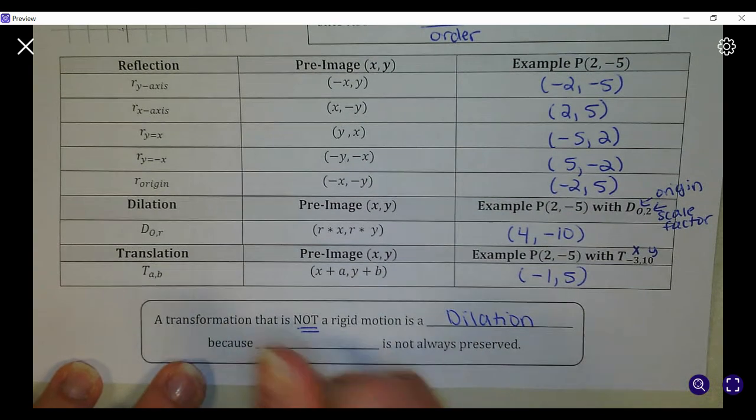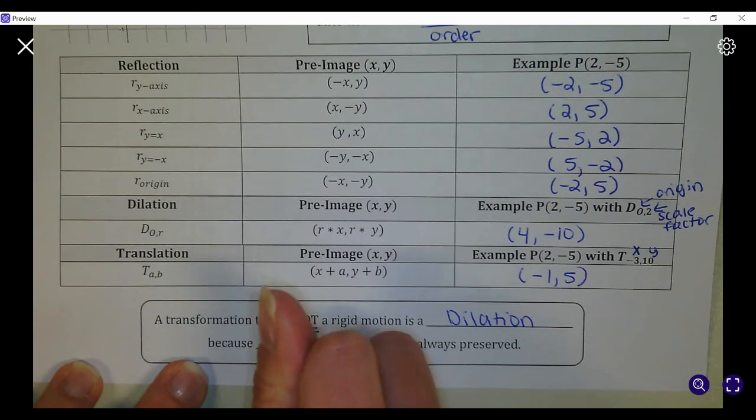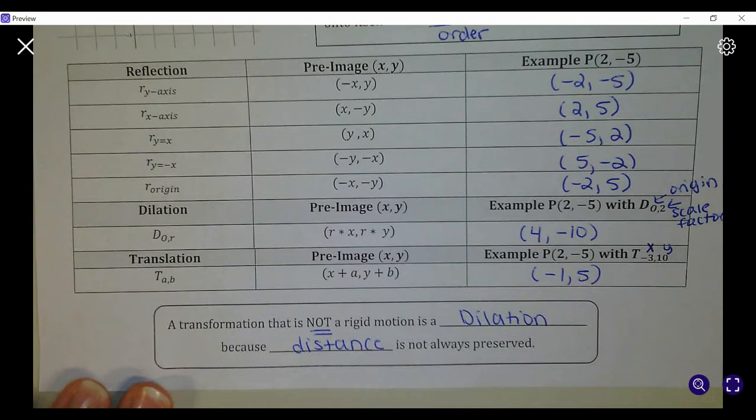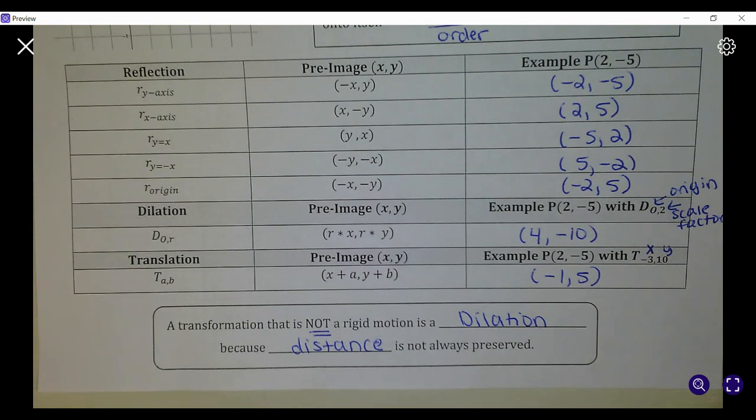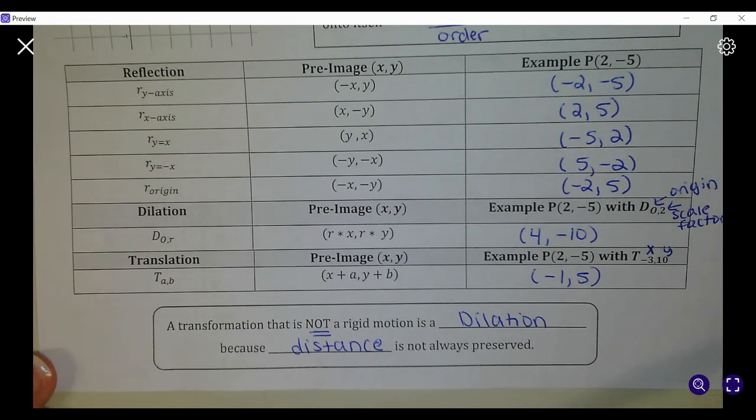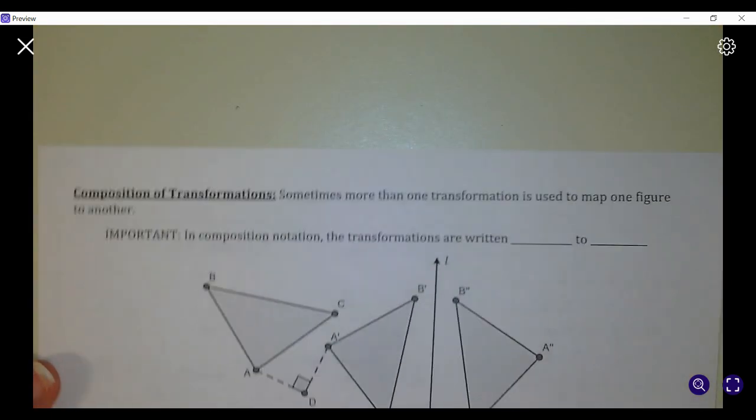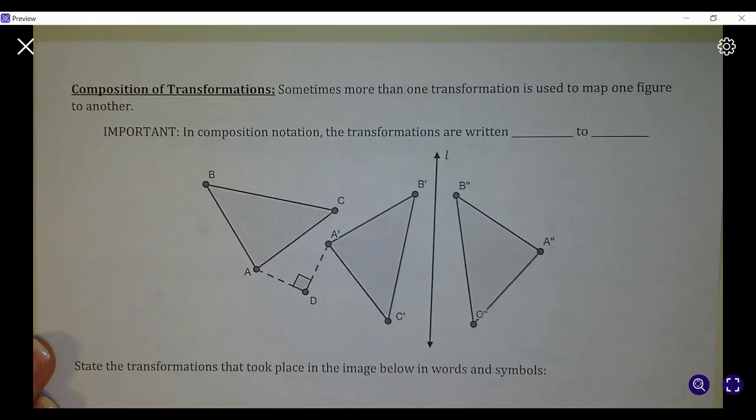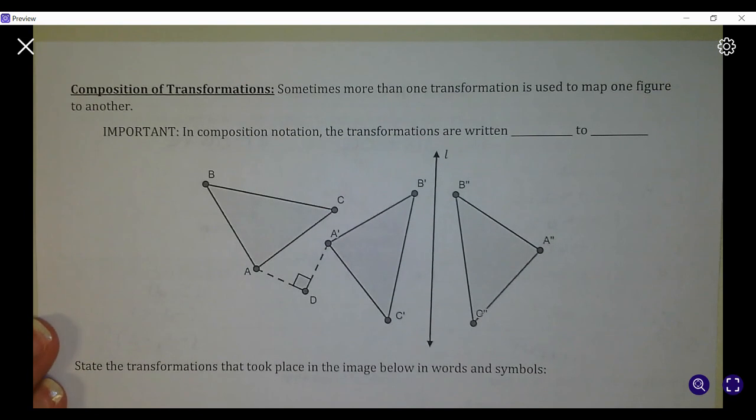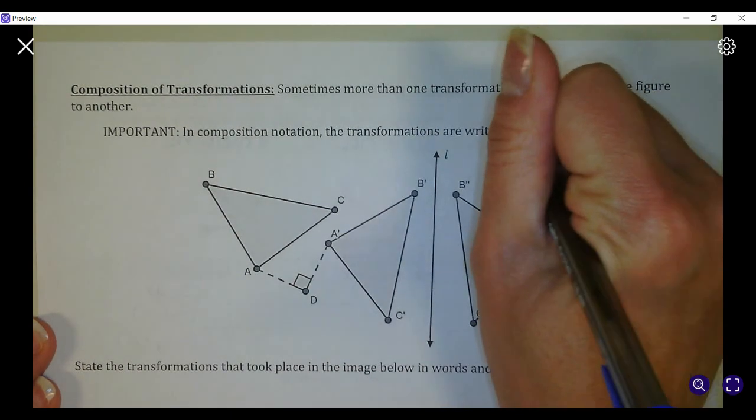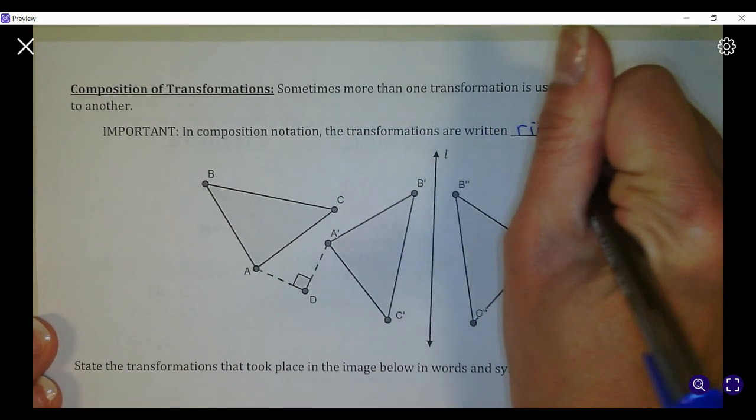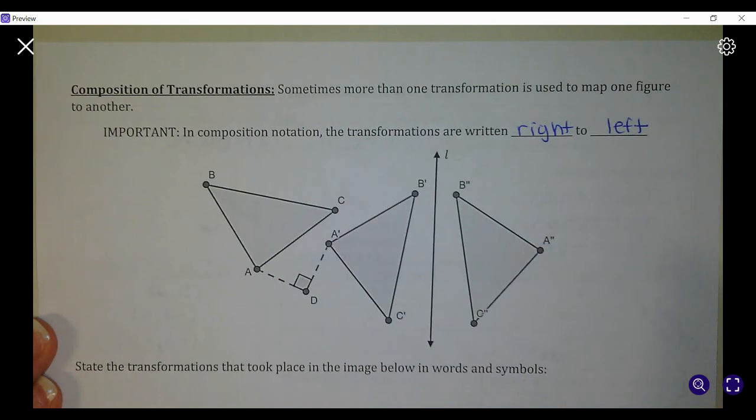Because distance is not preserved, the shapes will change size. Remember, they'll get bigger or they'll get smaller. Now, if I put two or more of these transformations together, it's called a composition. So sometimes more than one transformation is used. In composition notation, remember that it is written right to left. So you're going backwards when you do a composition.